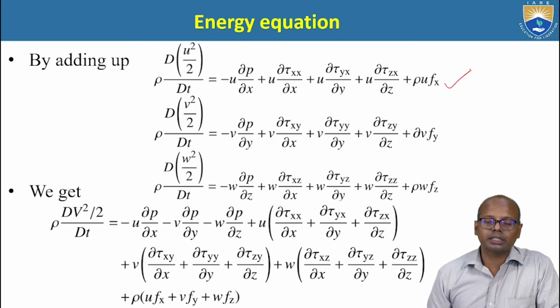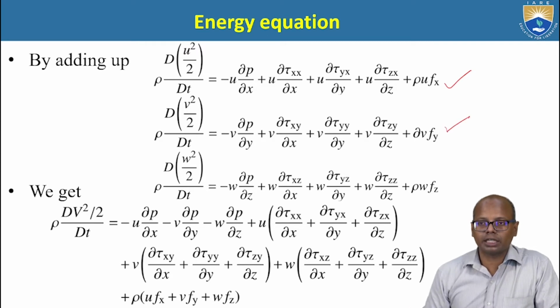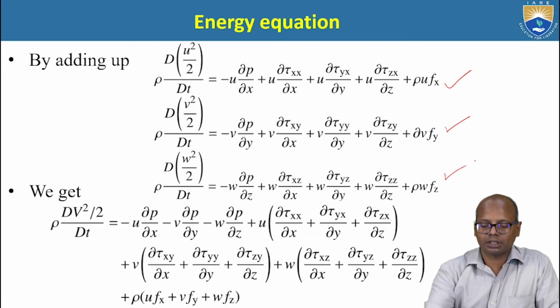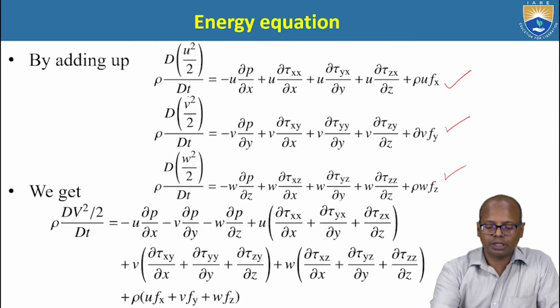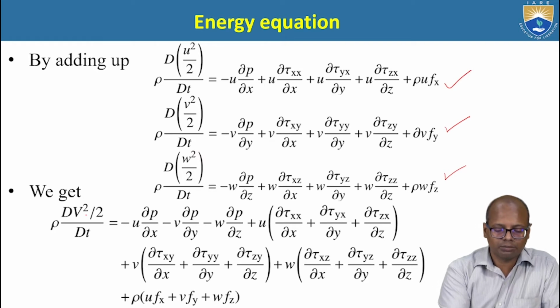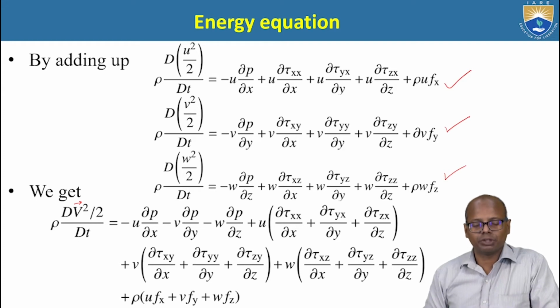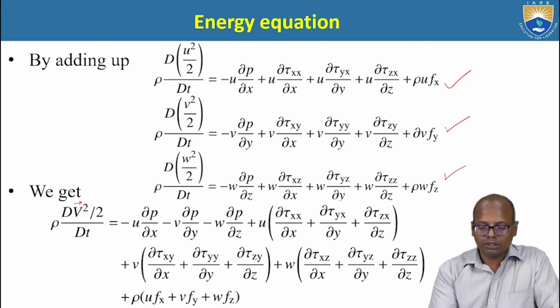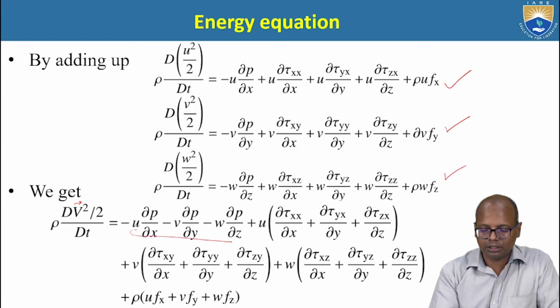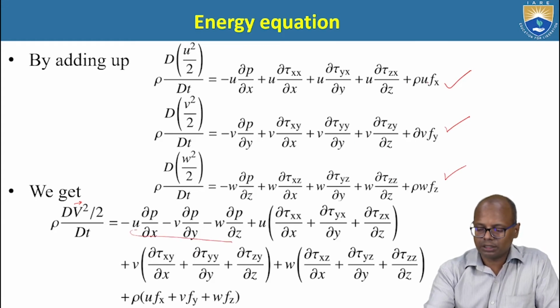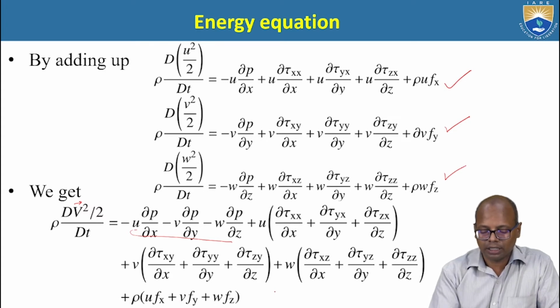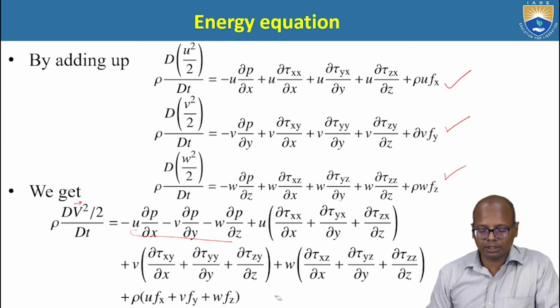So this is the x kinetic energy equation, the y kinetic energy equation and the z kinetic energy equation. If I add up all these three, u square by 2, v square by 2 and w square by 2 give V bar square by 2, where V bar is the velocity. Here I added up the pressure terms, the stress terms and the body force terms. Adding these three gives the total body force, which I can also write as rho V bar dot f. For the time being I am keeping it like this.